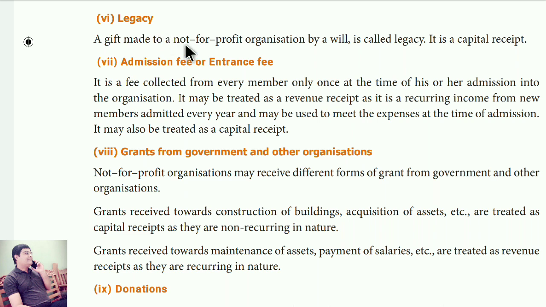So legacy means a gift made to a not-for-profit organization by a will. Anyone writing a will may say that according to my will, all my property belongs to NPO. That will come under capital receipt, and this capital receipt will be shown on the liability side of the balance sheet. So the third very short answer is over.